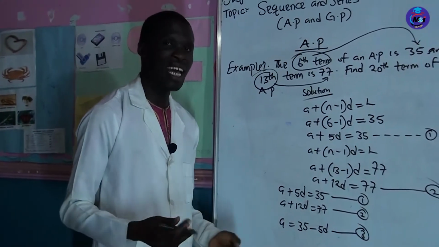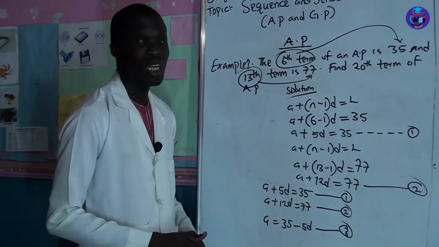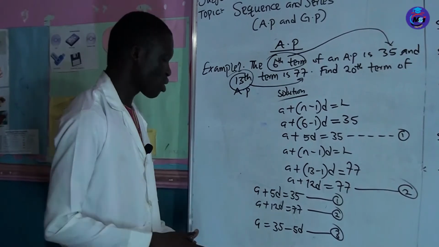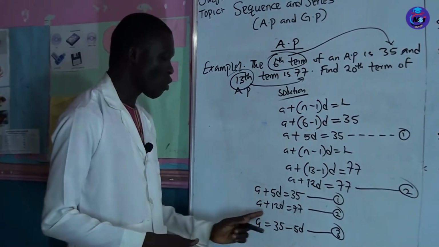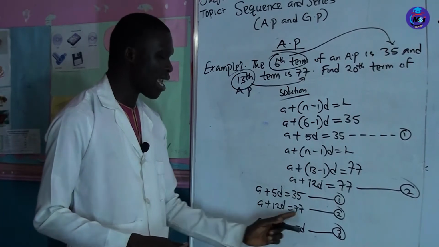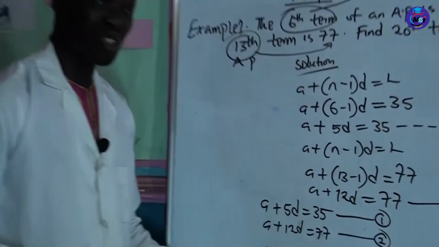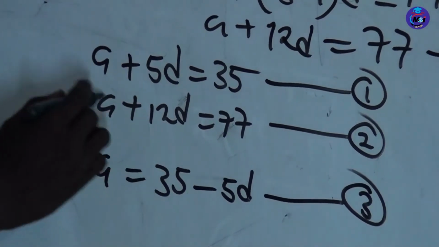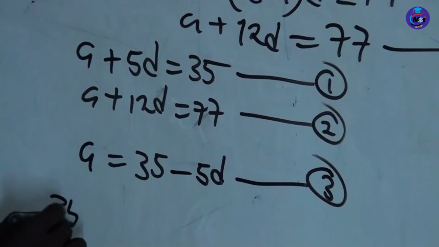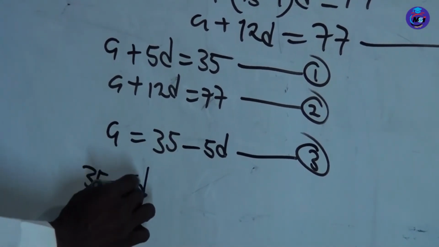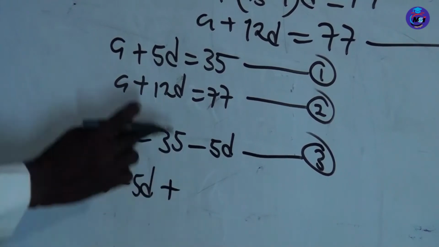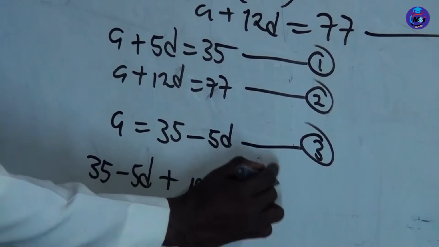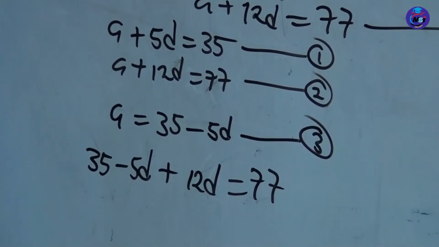If a player is getting tired, we have to substitute that player. So the same thing happened in mathematics. We have to substitute for A in equation 2. So anywhere you see A in equation 2, you replace it with what? 35 minus 5D. So this will give us 35 minus 5D, plus 12D equals 77. Now you can collect like terms.